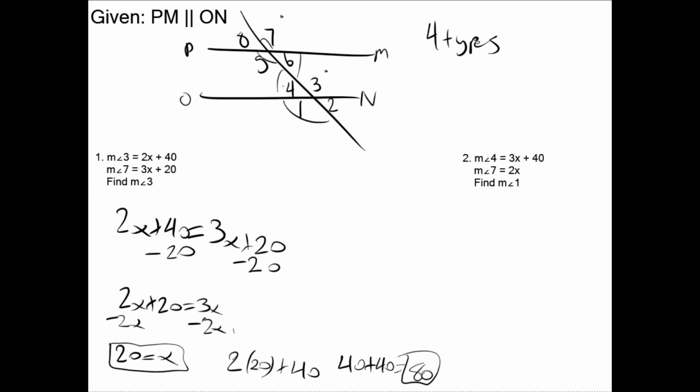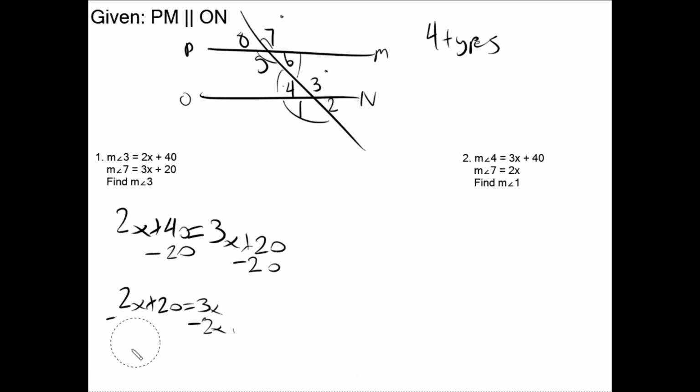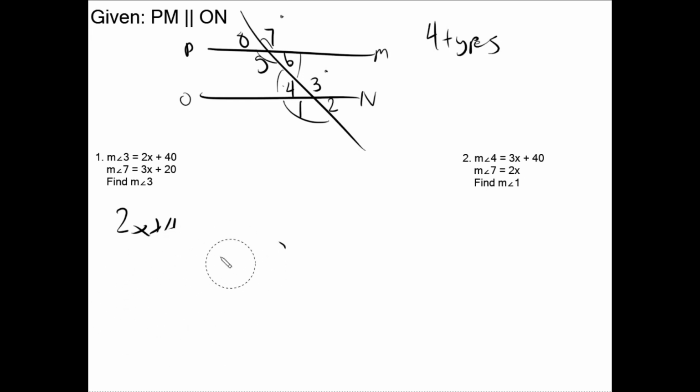Alright, for number 2, we have measure of angle 4 equals 3x plus 40. Measure of angle 7 equals 2x. Find measure of angle 1. So starting off, we have measure of angle 4 over here, measure of angle 7, and we need to find measure of angle 1.